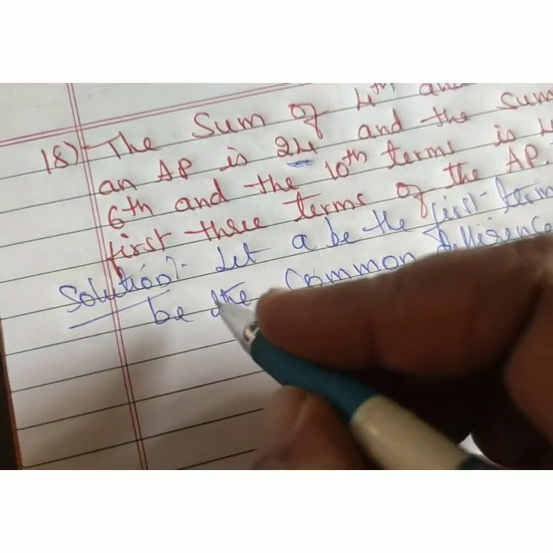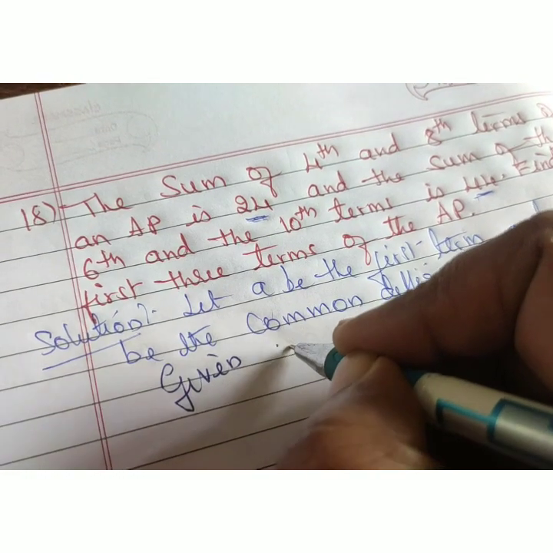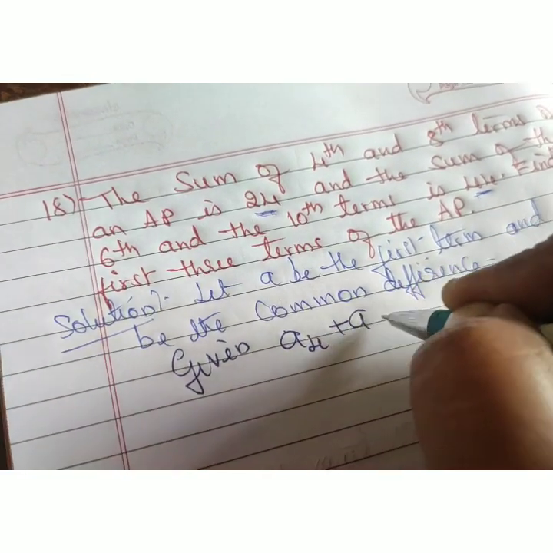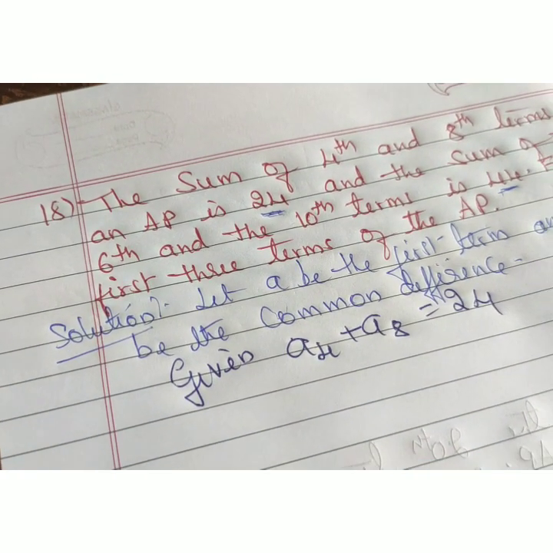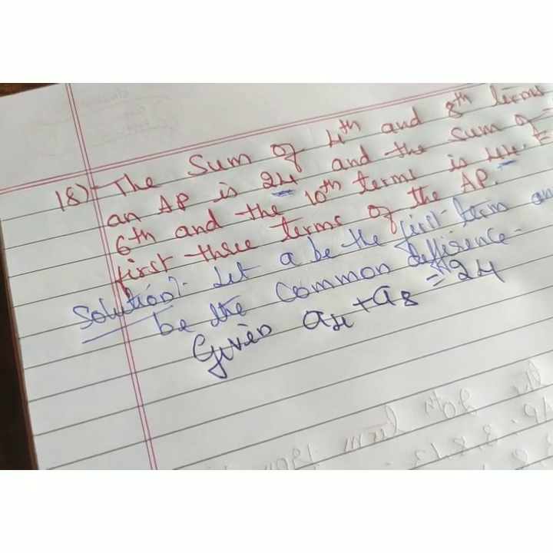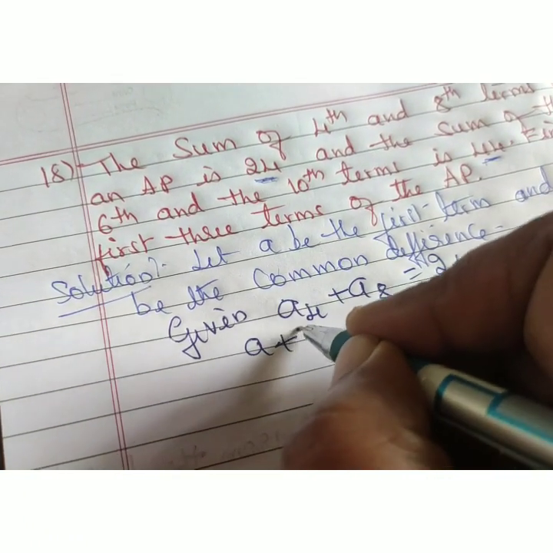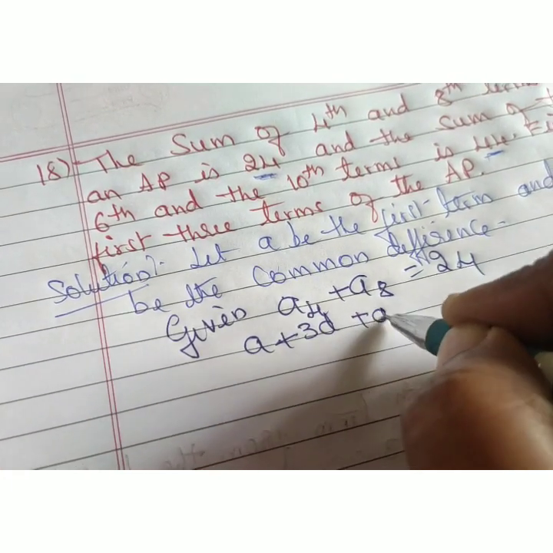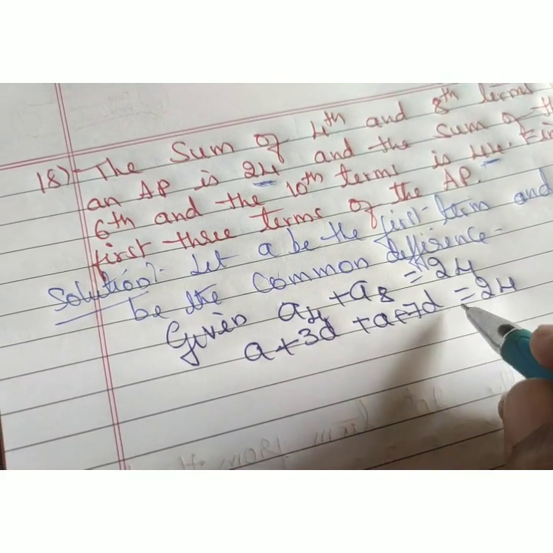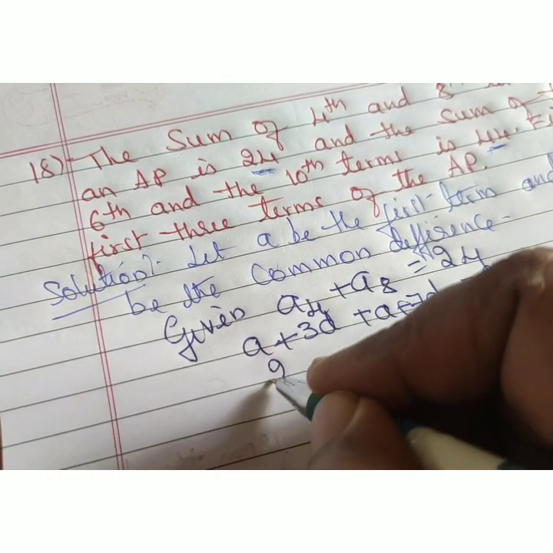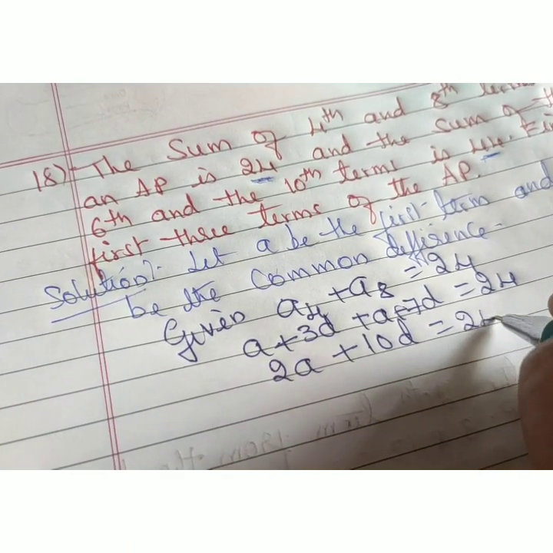So what is given here? A4 plus A8 is equal to 24. So what is A4? A4 can be written as A plus 3D. A plus 3D plus A plus 7D is equal to 24. So when you add, you are getting 2A plus 10D is equal to 24.